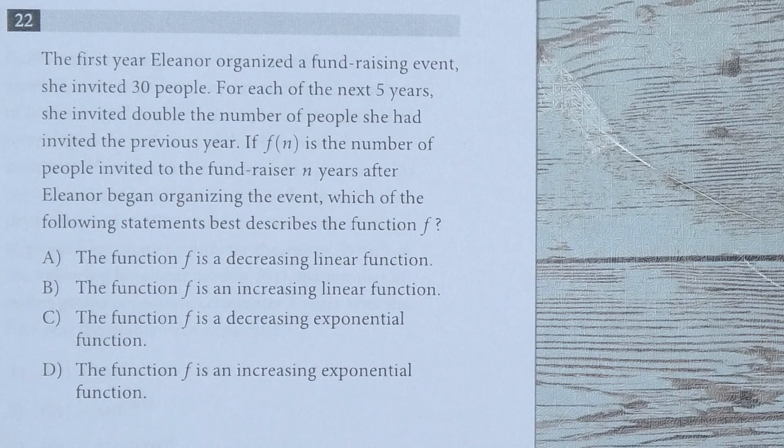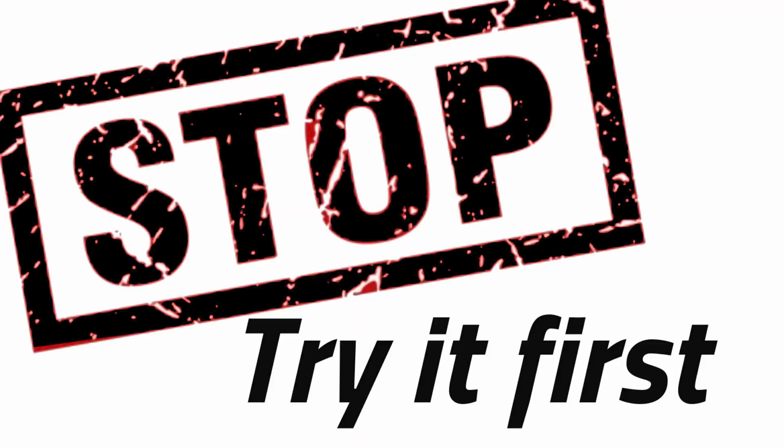The first year Eleanor organized a fundraising event, she invited 30 people. For each of the next 5 years, she invited double the number of people she had invited the previous year. If f of n is the number of people invited to the fundraiser n years after Eleanor began organizing the event, which of the following statements best describes the function f?